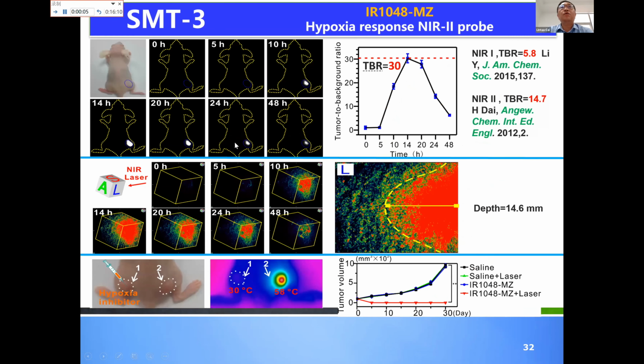There is no noise at all, and the TBR, the tumor-to-background ratio, is very high, up to 30. So you can compare with other work, which is normally only 5 or 14. So under these conditions, this method gives quite good results. And you can also see the PTT behavior has very high efficiency.